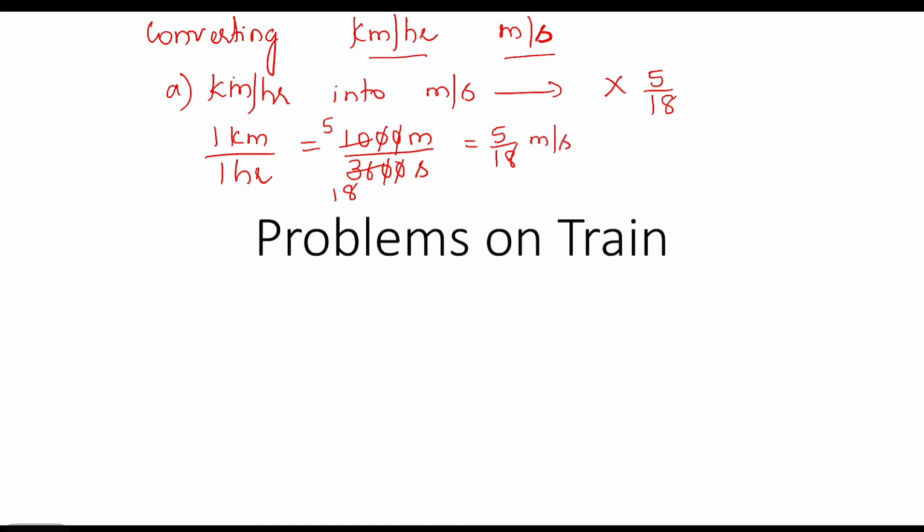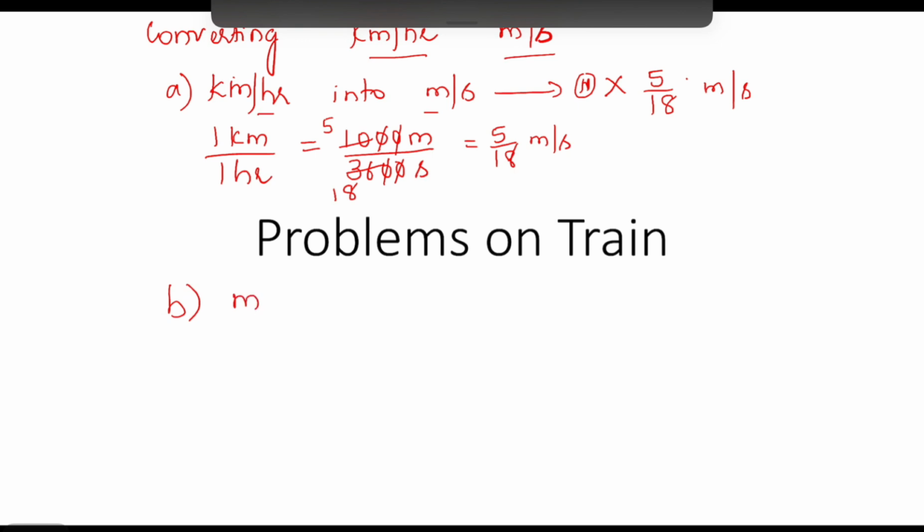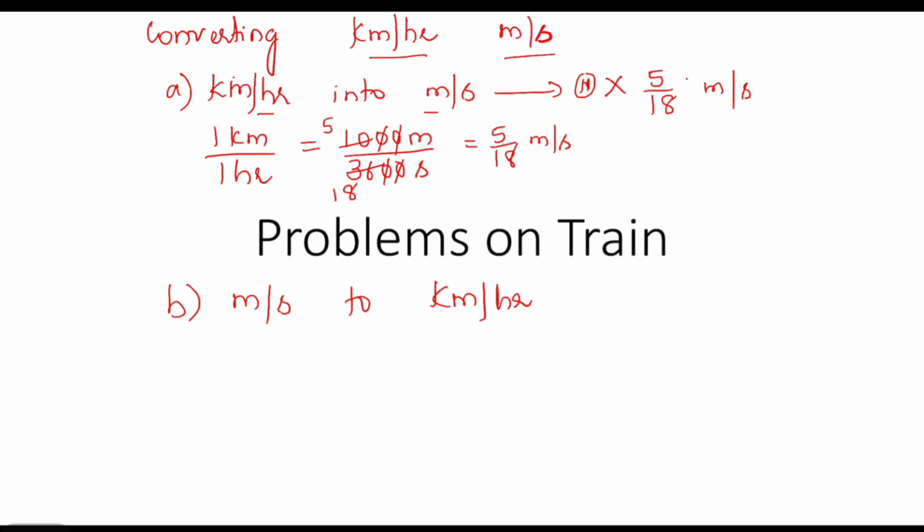So when we want to convert kilometer per hour into meter per second, we just multiply the number by 5 by 18. Now if we want to convert meter per second to kilometer per hour, we just multiply the given number by the reciprocal, that is 18 by 5. Meter per second is then converted into kilometer per hour, just the opposite. We need to remember this before starting the problems. So let us begin with the first problem.